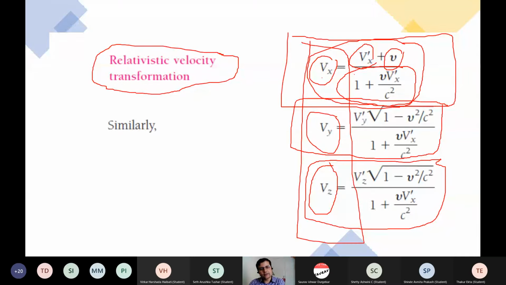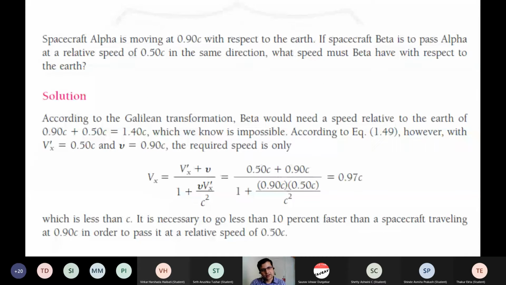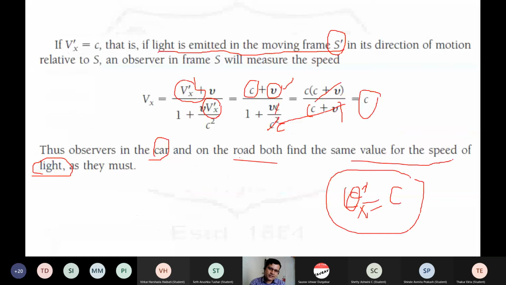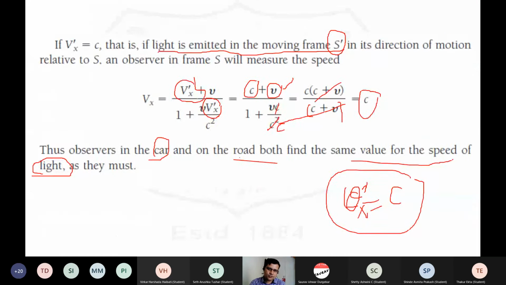You got it from the Lorentz transformation equations. You ultimately got the velocity addition formula that you derived by using the Lorentz transformation equations. Hope you understand. Then I can take a problem on that. If you have any questions, please ask me right now.